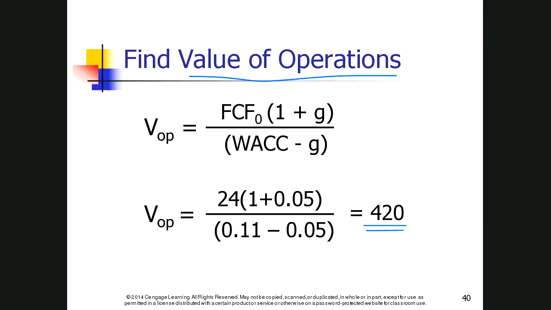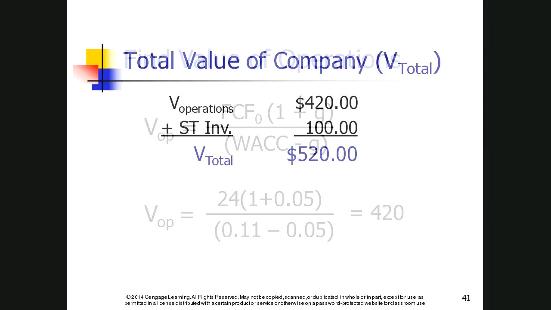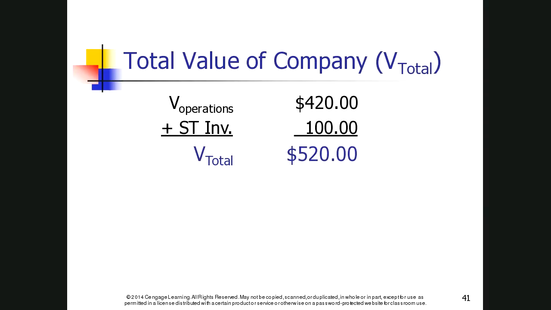Okay, you take that value and add the short-term investments, whatever other kinds of holdings, which are supposedly a lot easier to evaluate. So in this particular case, the problem has already told you that it's 100 million. So you just add that part in there. So then we get the total value of the company, which is 520.